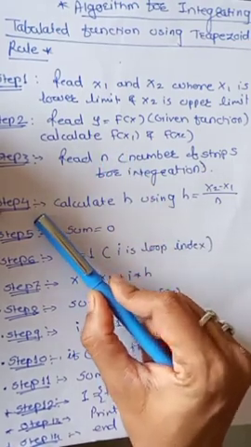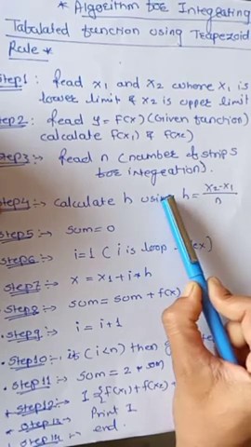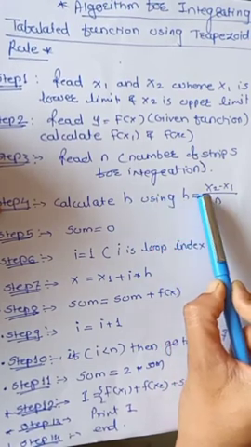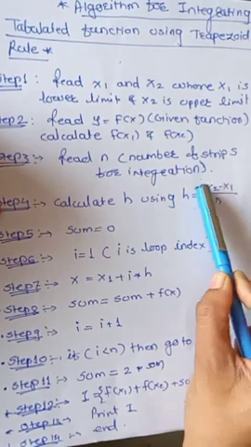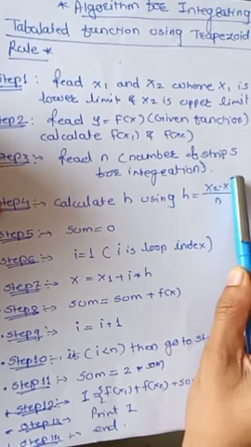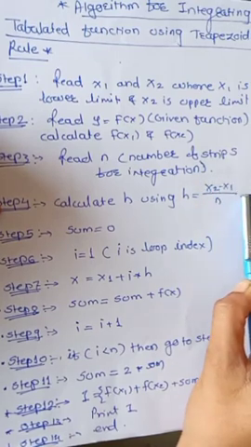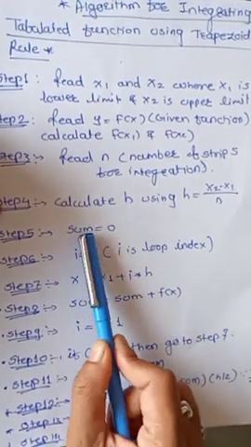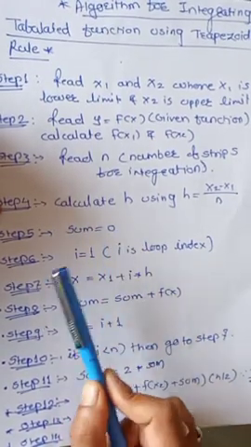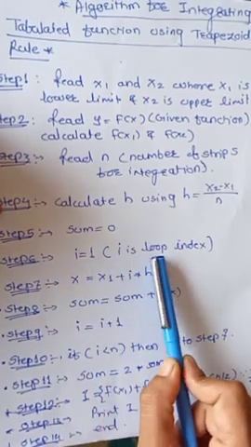In step 4, we have to calculate the value of h. For that we use the formula h is equal to x2 minus x1, that is, we subtract the lower limit from the higher limit and divide it by the number of steps in integration. In step 5, let us assume sum is equal to 0. Step 6, i is equal to 1. i is the loop index.